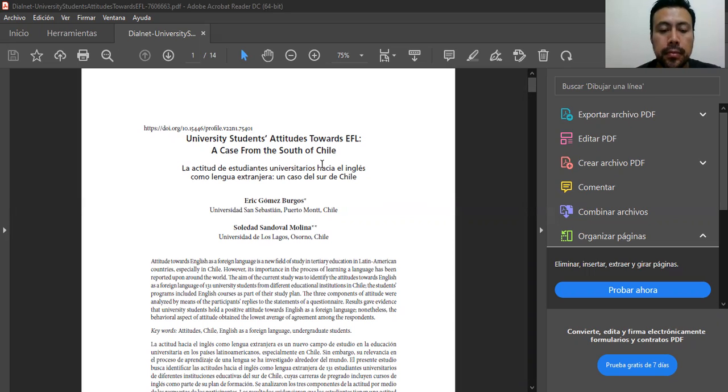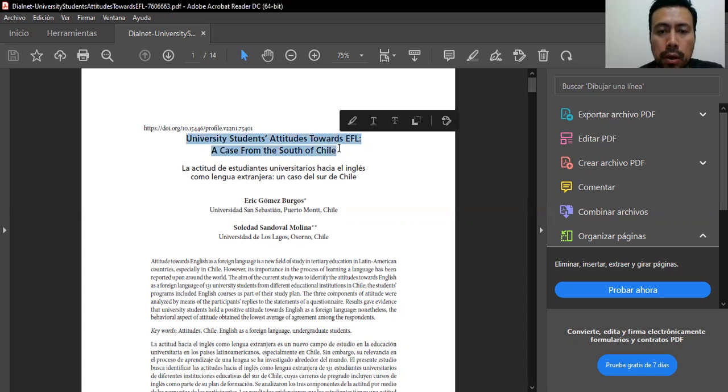Well, following with the next part, I'm going to share all the concepts of these parts, with an example. I chose one journal article that was made in Chile. The title is University Students' Attitudes Toward English as a Foreign Language, a case from south of Chile. In many cases, they use the same language that was used in the investigation, in this case, Spanish. We have English and Spanish here.